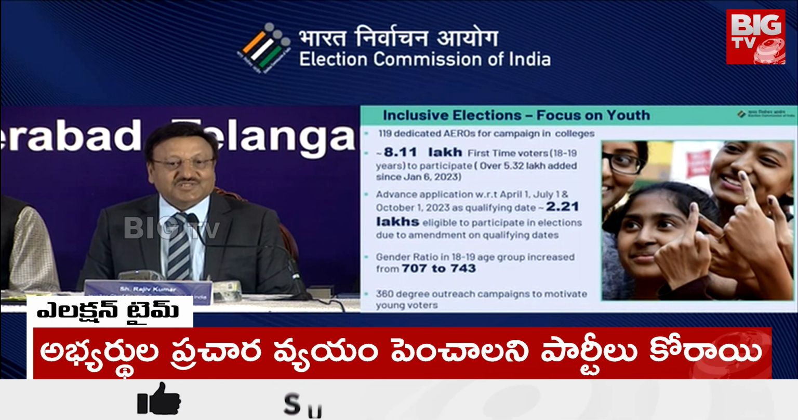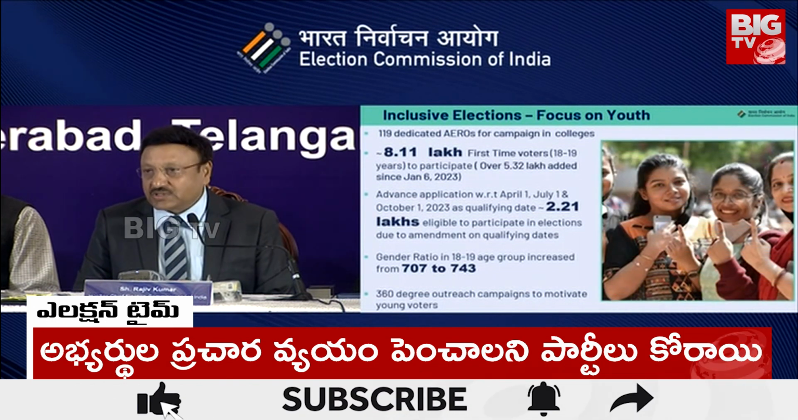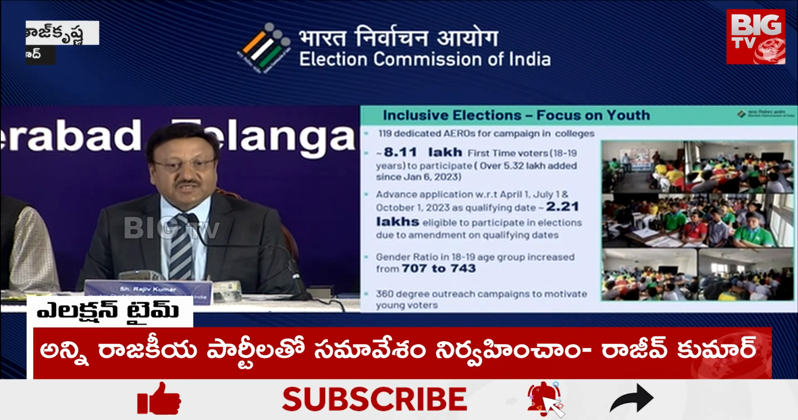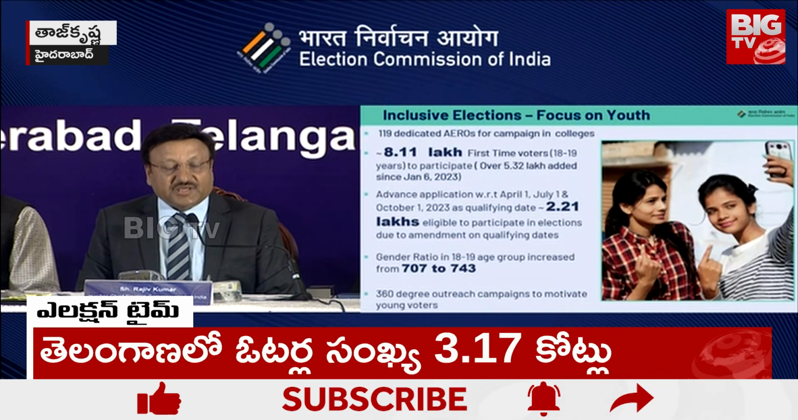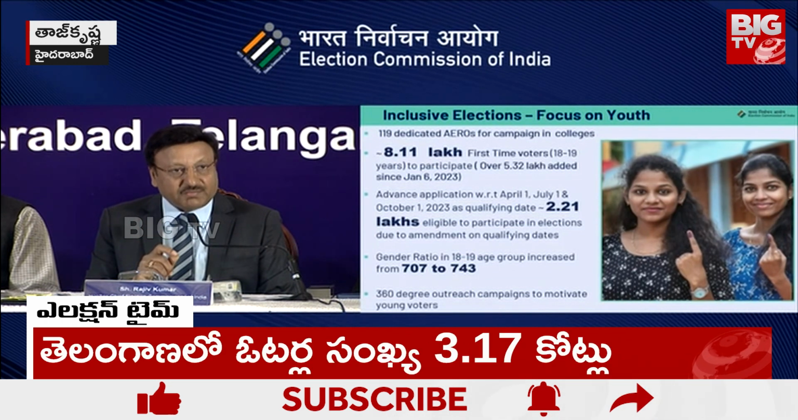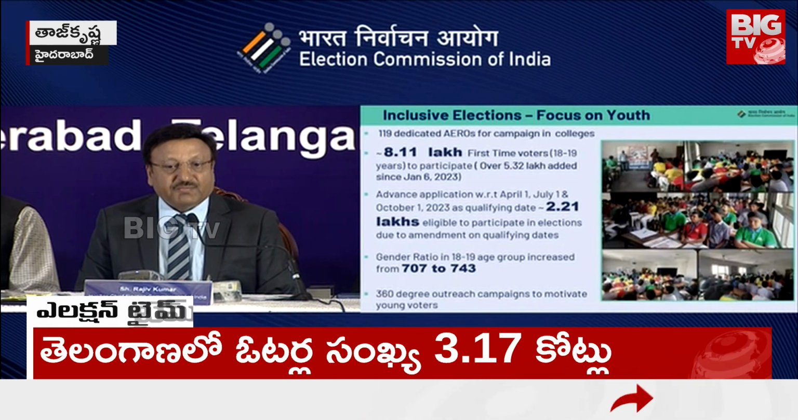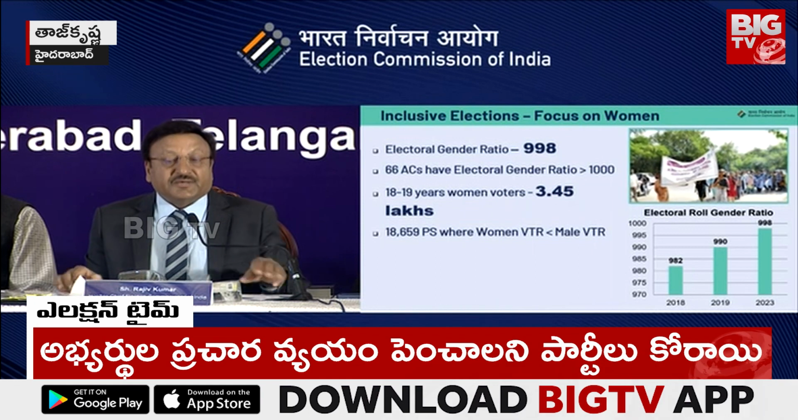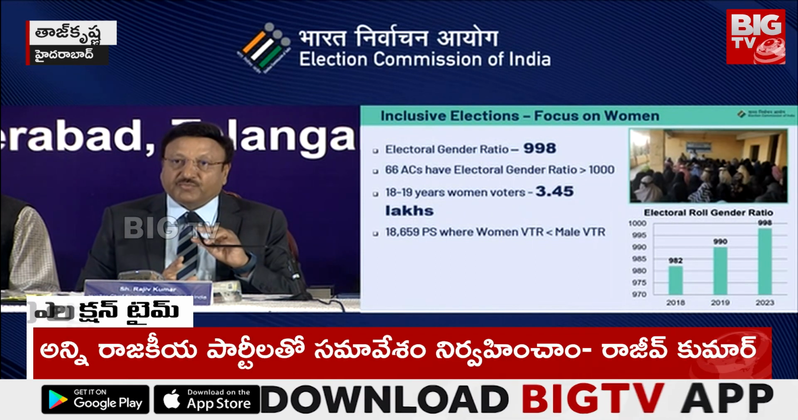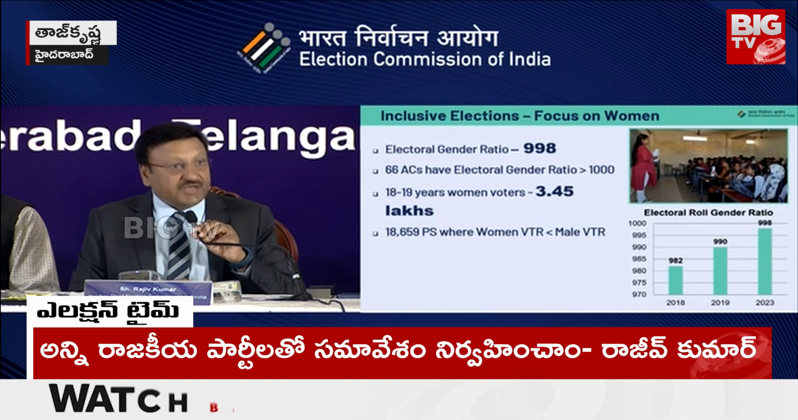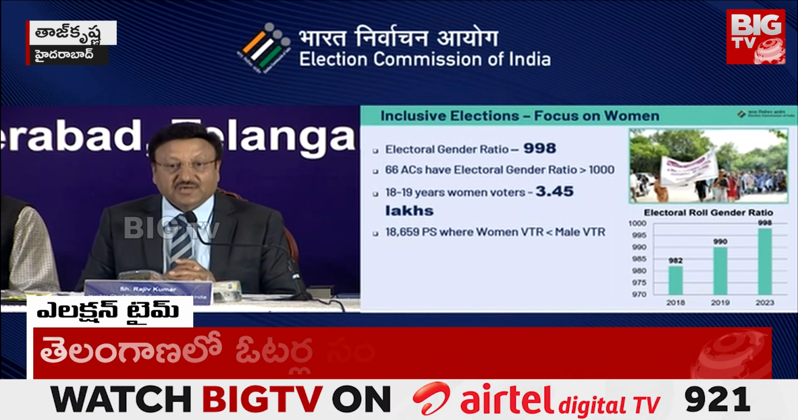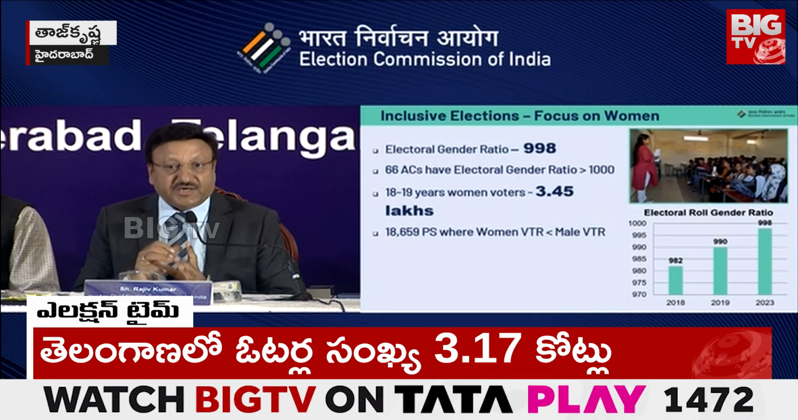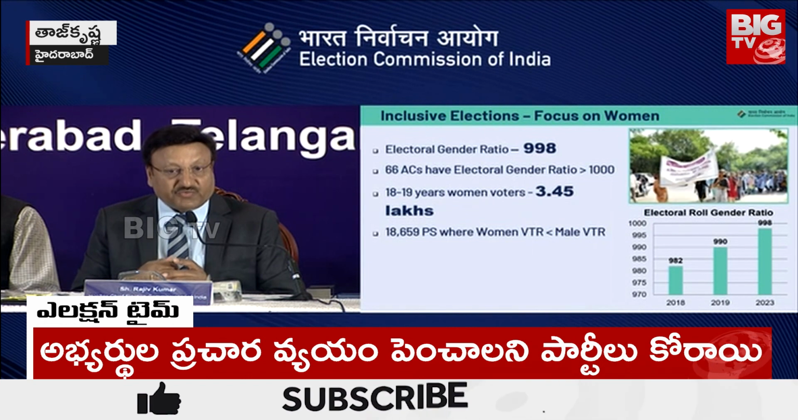The gender ratio in the 18 to 19 age group, which is our focus group because they are the future of the country, has increased from 707 to 743. It means more girls have come. Still, we have to add many more. Now, coming to the focus on women. As I mentioned in the beginning, the number of male and female voters is now 1.58 crores each. The gender ratio is 998. In 18 to 19, I mentioned women voters are 3.45 lakh.